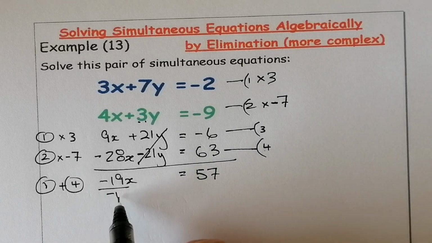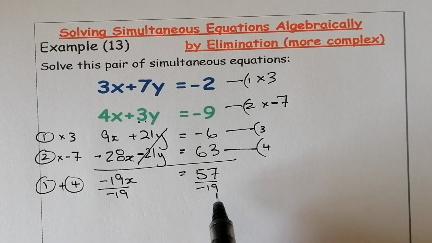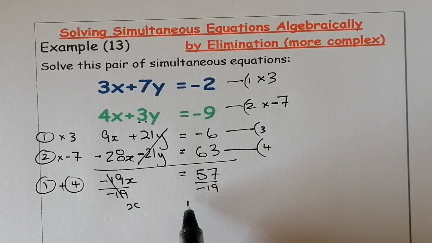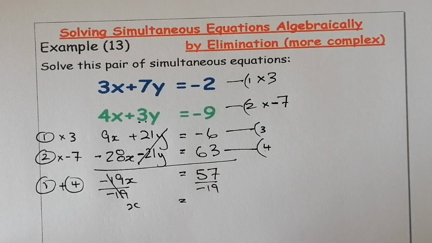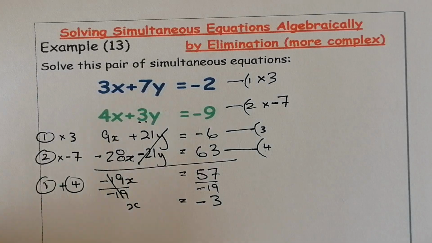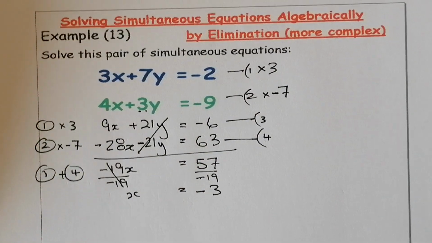I'll then divide by negative 19. That eliminates, and this works out nice and neatly to be 3, and it's a negative answer that we've got. So one negative in the division, so that's a negative 3 that goes there. Okay, so that's me got my x value.